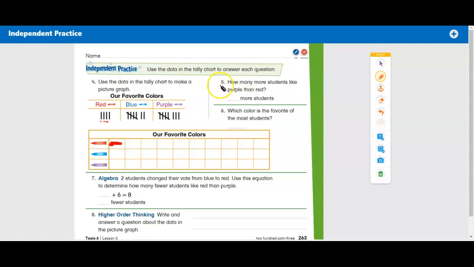To answer questions 5 and 6, you can use the data we see here in the tally chart. Number 5 says how many more students like purple than red? Blank more students. It wants you to count how many students chose red as their favorite color and how many chose purple as their favorite color. Then you will see how many more people chose the color purple than red. Write that number in the blank for number 5.